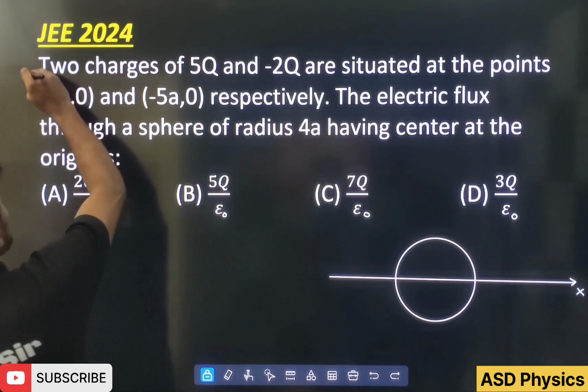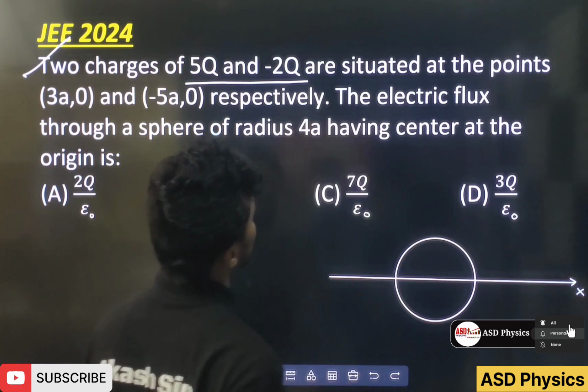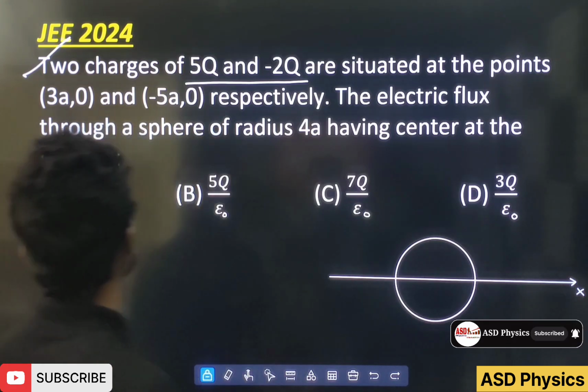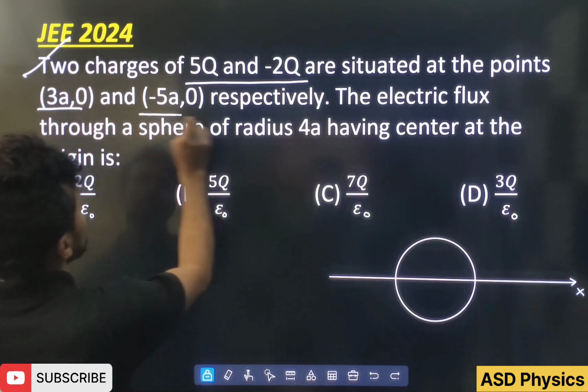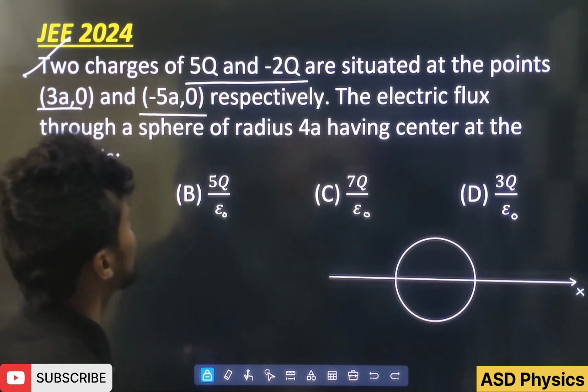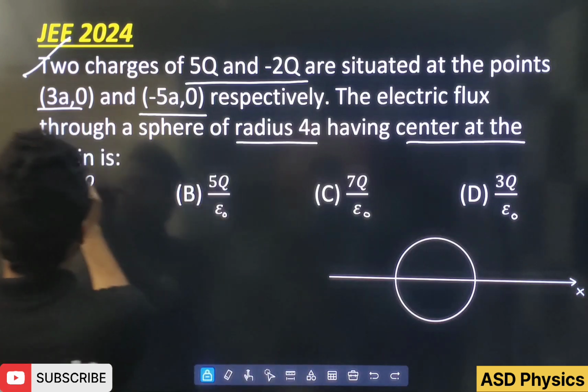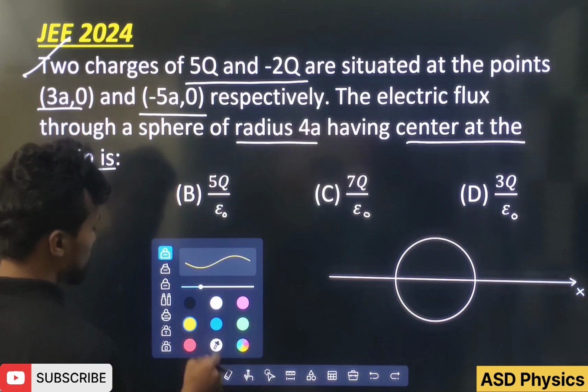Next students, let's see please. Again, JEE question is there. Two charges of 5q and minus 2q are situated at the points 3a, 0 and minus 5a, 0 respectively. The electric flux through a sphere of radius 4a having center at the origin, how much? Okay, very basic question is there.